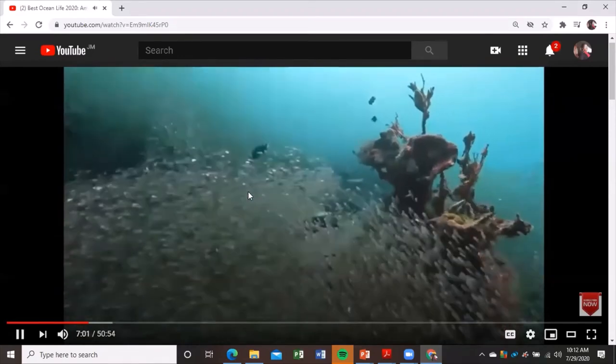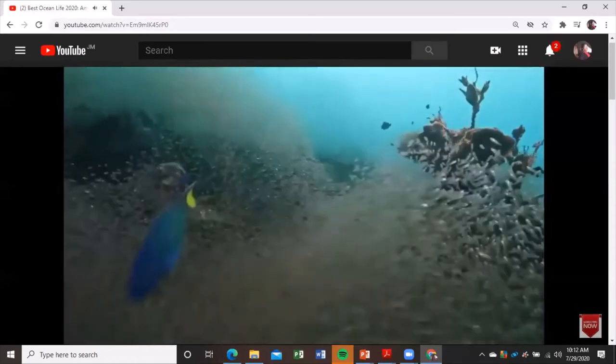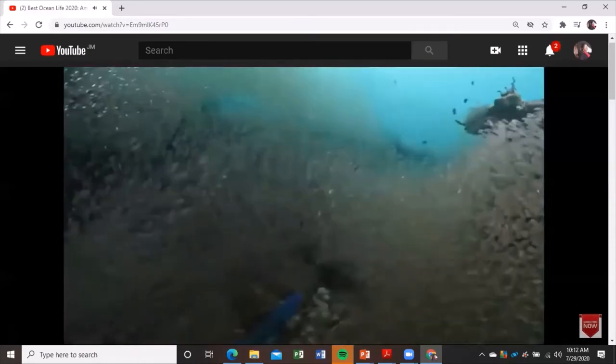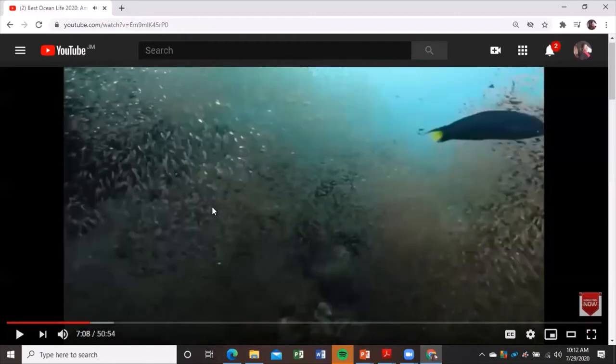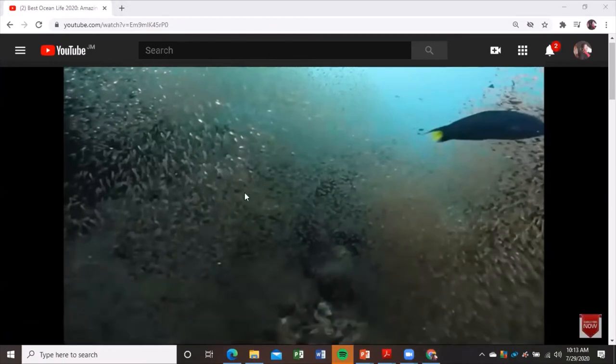Careful not to get swallowed, like these moon wrasses, for example. So guys, if you realize, there is a school of fish happening right now, and they're all together. Does anybody know why? They're super small. Okay, that's great. Yeah, some of them are small. Yeah, for protection, that's great.